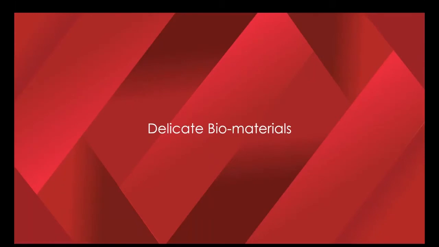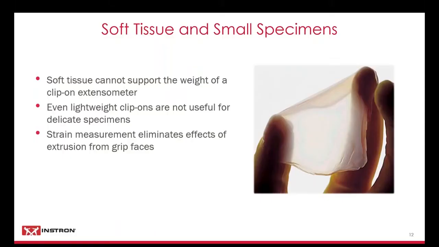So getting into delicate biomaterials, we typically see soft tissue. It can't really support the weight of a clip-on extensometer. Even the lightweight versions are sometimes too heavy, or again, the knife edges can affect the material. And by measuring the strain of the specimen, it eliminates the effects of extrusion from the grip faces. So even if we use pneumatic side-acting grips, some of the material might stretch out of the face during the test, which would affect the initial gauge length reading, because you're artificially increasing the length of the specimen without extensometry.